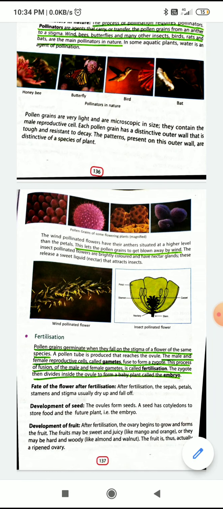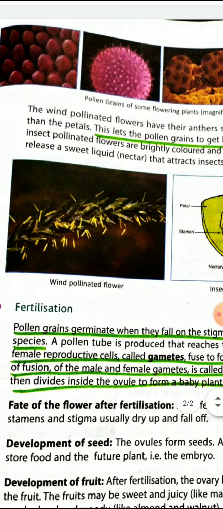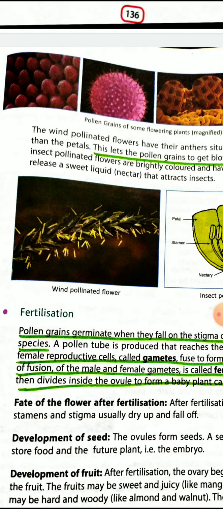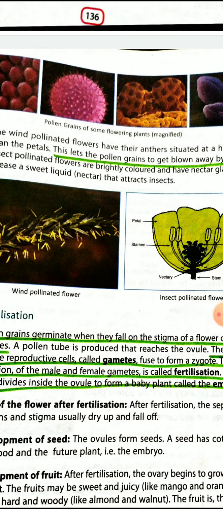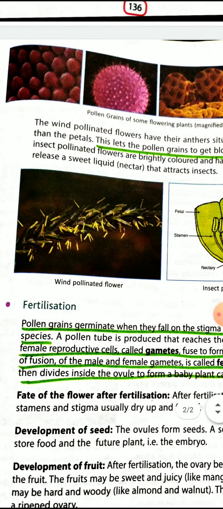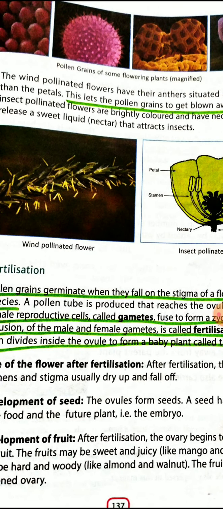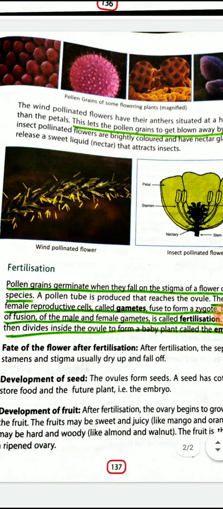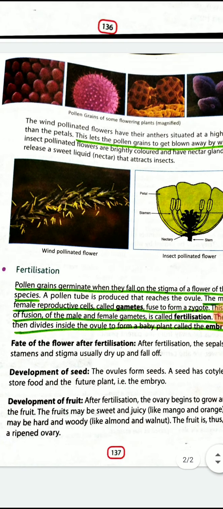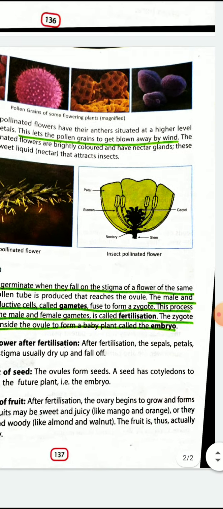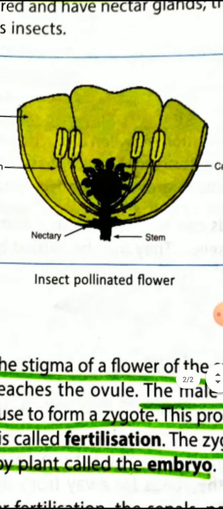Understood? Now here is another, a wind pollinated flower. I told you pollinators are the insects. What are the other pollinating agents? Wind and water. Sometimes you will find that if the plant is aquatic, meaning it survives in water, then water will be the agent for transfer of pollen grains from anther to stigma. You see in this flower, it is very clear.